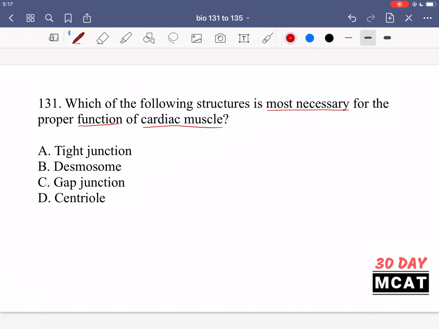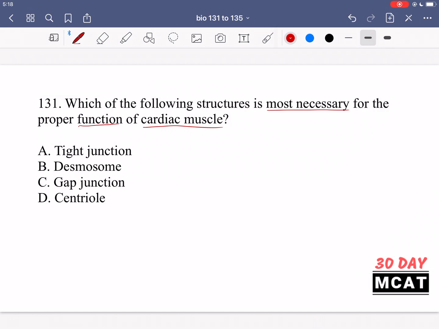Proper functioning. Tight junctions hold cells together and they have a very tight hold. That's why they're called tight junctions. They're so close together that not even water molecules or other liquid molecules can go through. So they're kind of impervious to osmosis happening between the gaps in between cells.